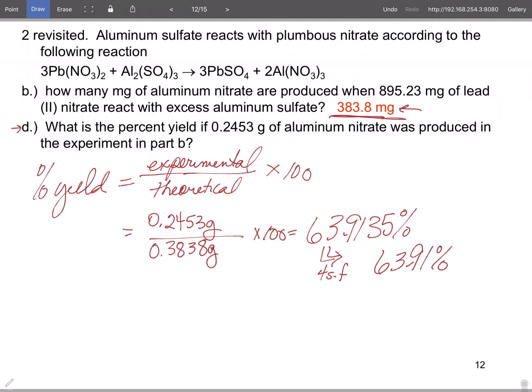Now, you could have done exactly the same thing with milligrams by putting 245.3 milligrams divided by 383.8 milligrams times 100. You're going to get the exact same number. All you did was convert them both to the same unit. Okay? Doesn't matter which unit you use. It's strictly a function of what you want to do.